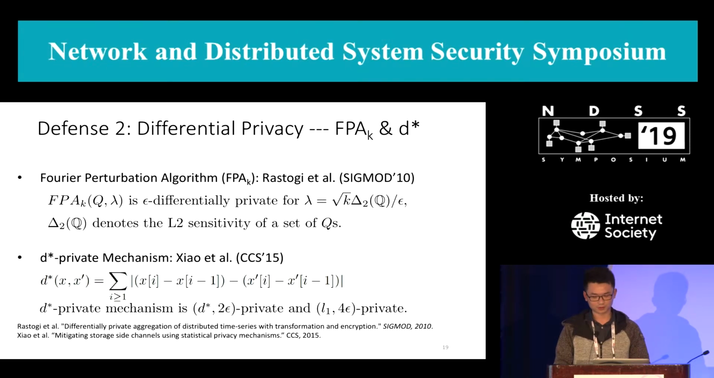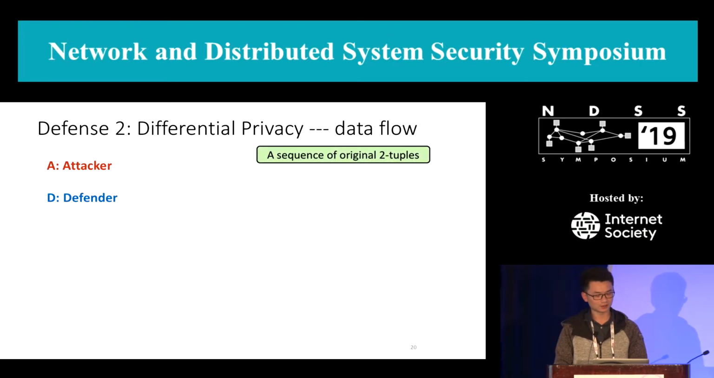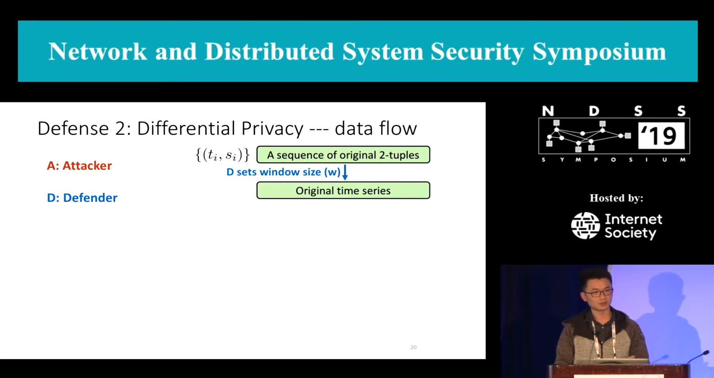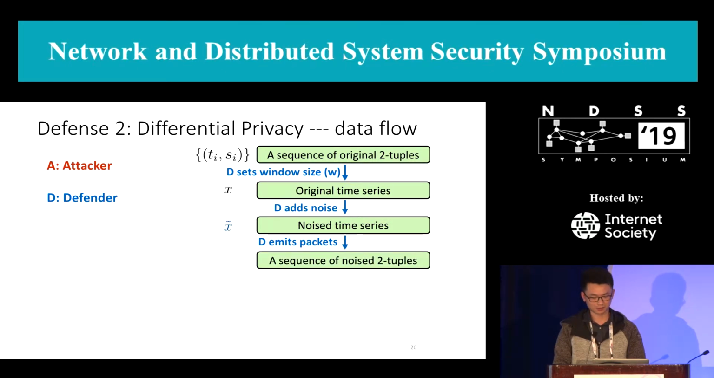Now let's look at our data flow with the defense. We have two parties, the attacker and the defender. Originally, there is a sequence of two-tuples, timestamp and size. The defender first sets the window size W, and the original two-tuples will be converted into a time series X. Then D adds noise to X and generates X tilde. D then emits the packets according to X tilde, which is a sequence of noisy two-tuples. And this is what the attacker observes.